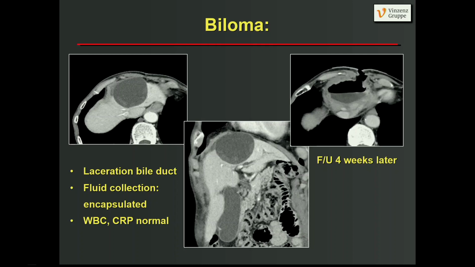You see there's very severe insufficiency here of the abdominal wall, and you see that broad communication between the abdominal wall and that bilioma here. We tried to drain that percutaneously, it didn't work, and the patient needed second surgery several months later.